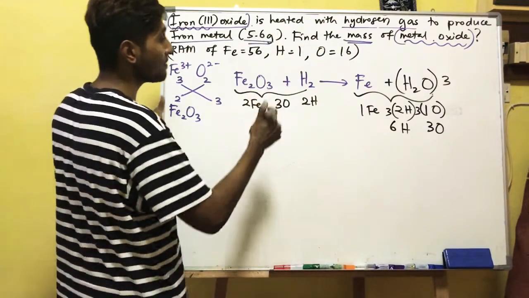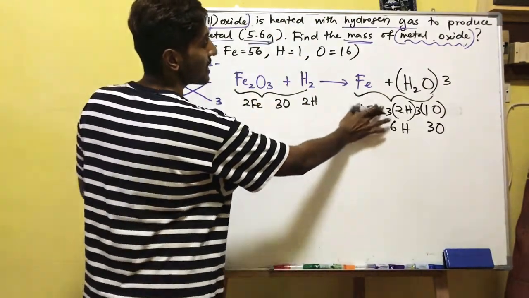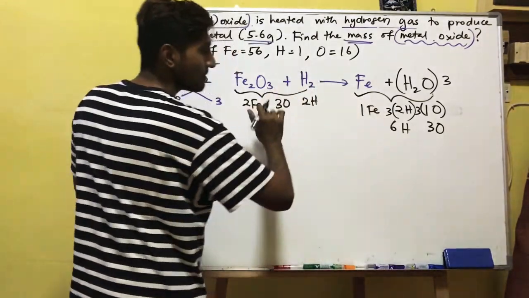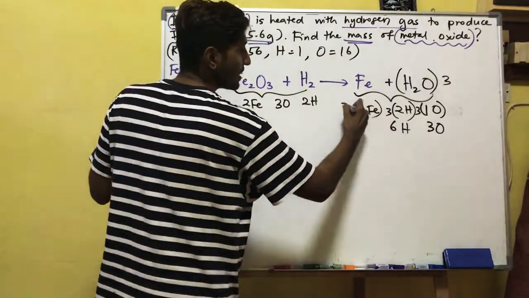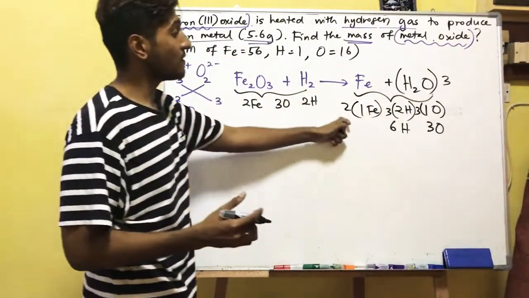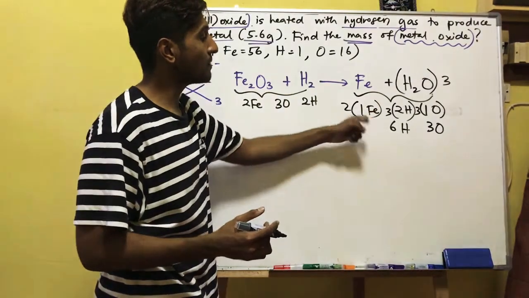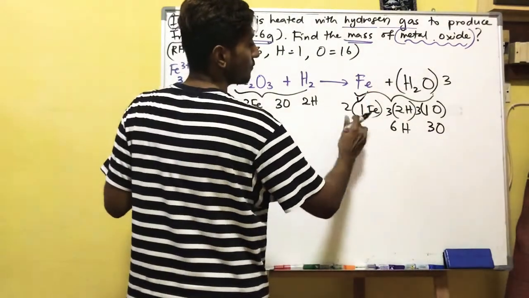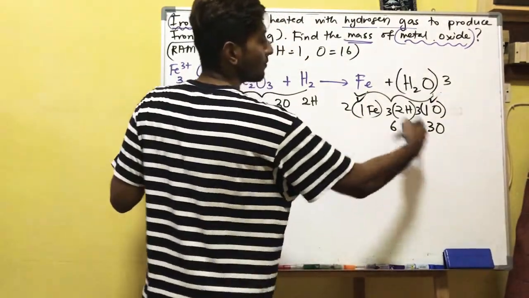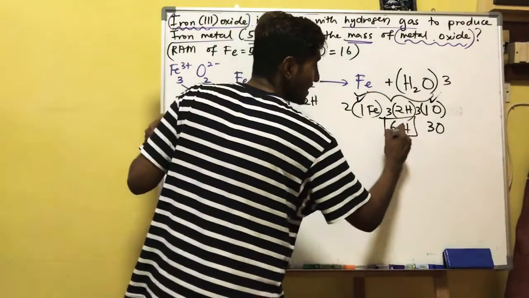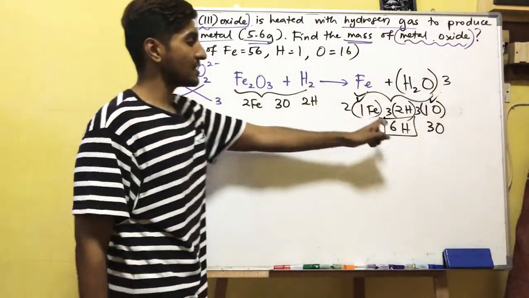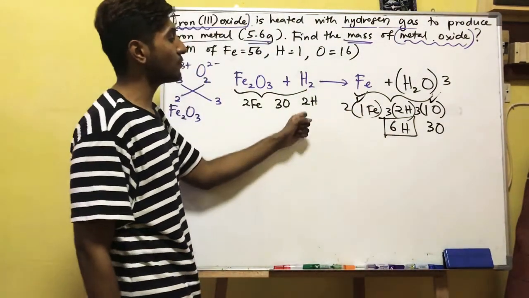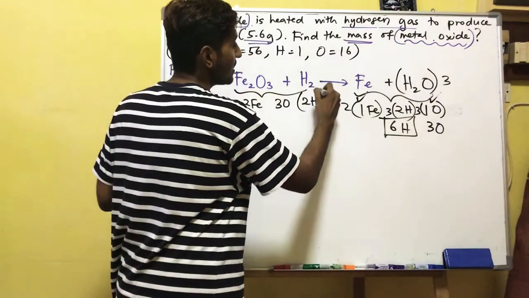So ferrum, it's quite straightforward because sebab ferrum dekat sini memang satu. Nak jadikan 2, darab saja 2. Betul? So ferrum is very straightforward because you only have 1 ferrum here. You just times it by 2. Now, the problem is solved for ferrum and the problem is solved for oxygen. The problem is yet to be solved for hydrogen because here you have 6 hydrogen, here you have 2. So you times this by 3.